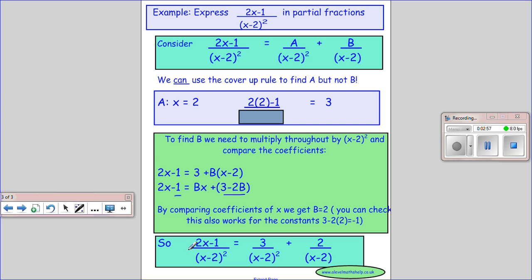So then in the end, I get that 2x minus 1 over x minus 2 all squared equals 3 from the A over x minus 2 squared, plus 2 from the B over x minus 2. And if you multiplied this out, so you had a common denominator, so you put this one on over x minus 2 squared as well, you should end up with the 2x minus 1. Okay, I hope that's helpful.